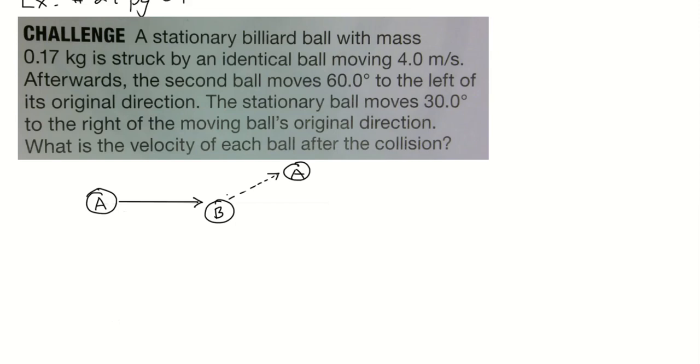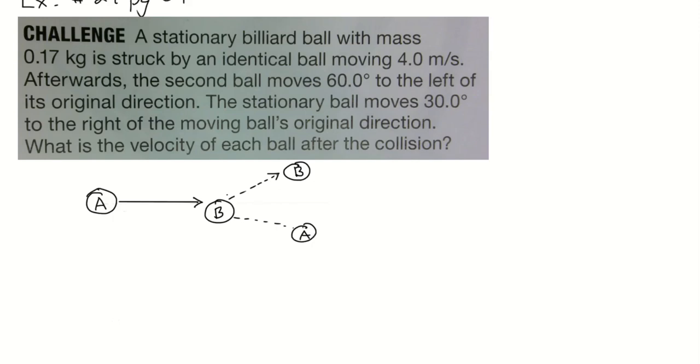Oh, and I'm backward. Check it out. The second ball moves 60 degrees to the left. Never mind. So I'm just going to make that B. And the first ball moves 30 degrees to the right. So there's ball A.